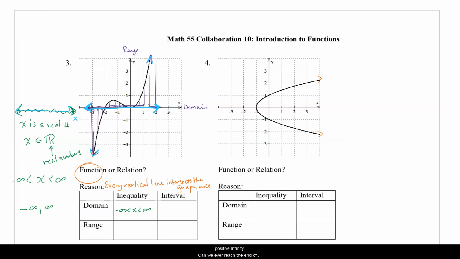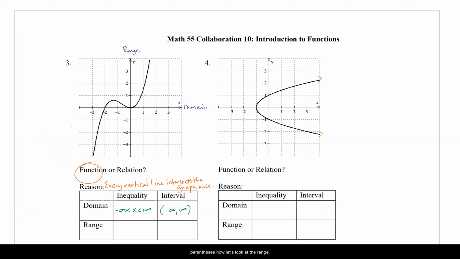Can we ever reach the end of these number lines? No. So we cannot ever contain infinity. We can never reach it, so we can't contain it. So we're going to use parentheses in this case to indicate that there's not really an end point. We can't ever reach the end, so there can't be a hard stop at the end. Infinities will always be accompanied with parentheses.